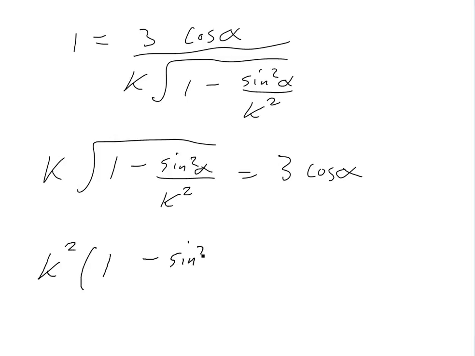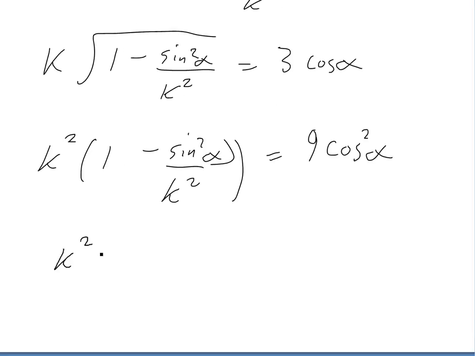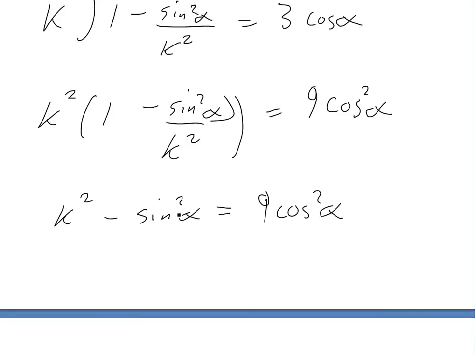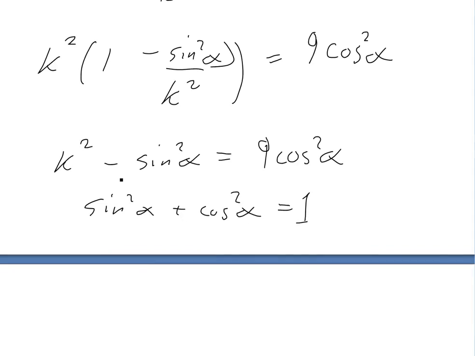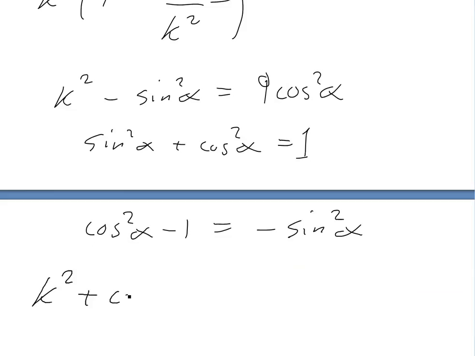We get 1 minus sine squared alpha over k squared is equal to 9 cos squared alpha. Then multiply these out: k squared minus sine squared alpha equals 9 k squared cos squared alpha. Again using that same trig identity, we know that sine squared alpha plus cos squared alpha is equal to 1. Rearranging for the negative sine squared, we get cos squared alpha minus 1 equals negative sine squared alpha. So now just plug this in there. We get k squared plus cos squared alpha minus 1 is equal to 9 cos squared alpha.